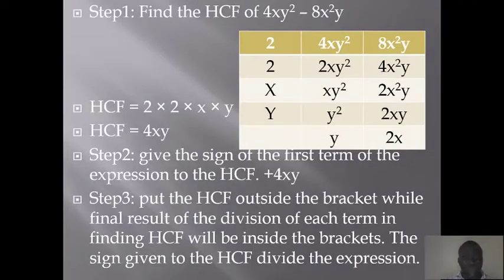Step 2 is that the sign of the first term of the expression should be given to the HCF. If the first term of the expression is carrying a negative sign, it should be given to the HCF. And if the first term is carrying a positive sign, the HCF should be positive. In this case, the first term is positive in nature, so 4xy should be positive, which is plus 4xy.